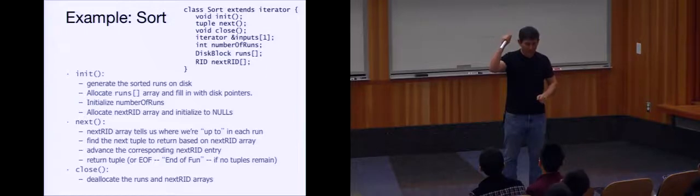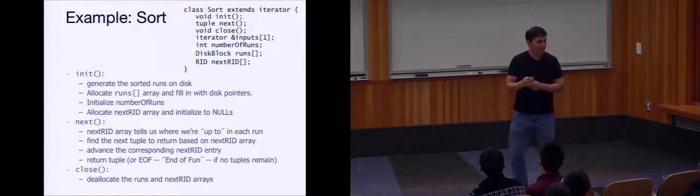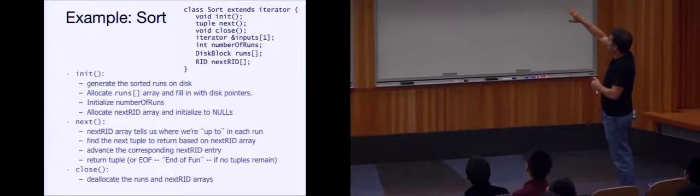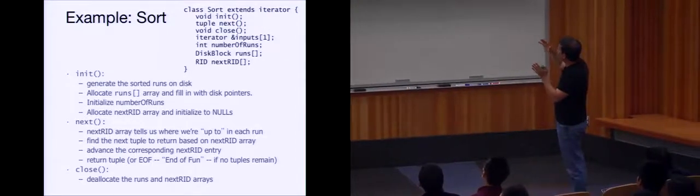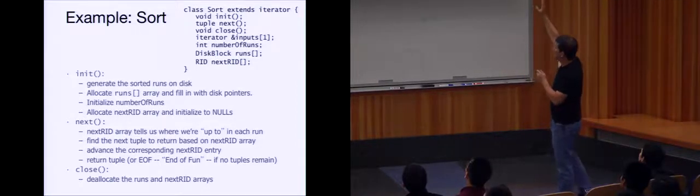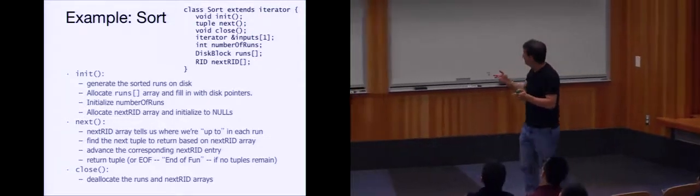And then when the top of the plan says next, well, then it's going to merge, and it's going to start producing outputs. All right. So this particular implementation of init for sort is going to allocate this runs array, fill it with disk pointers for all the places it put the runs. It's going to get number of runs set correctly, and it's going to figure out the next record ID array, which is going to be null to start with.